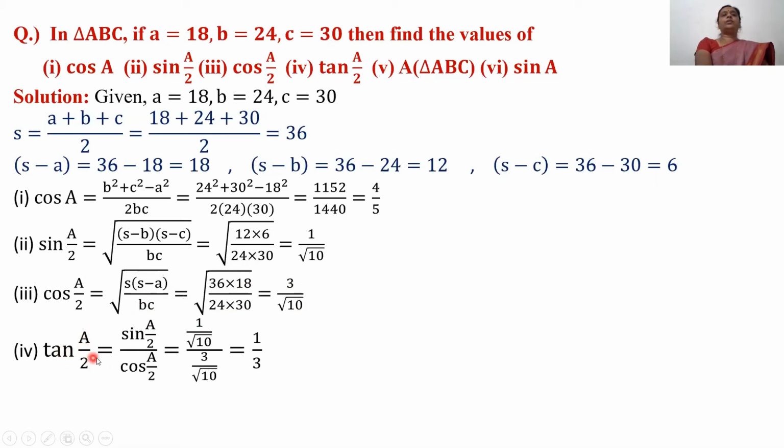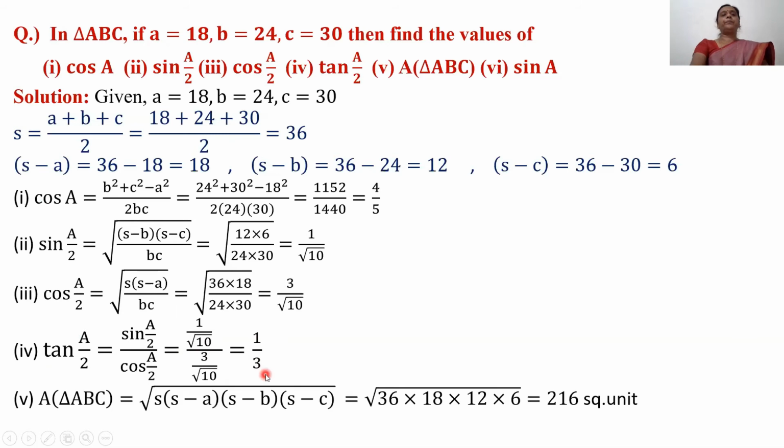For tan A by 2, here there is no need to use the half angle formula. Here we have found sin A by 2 and cos A by 2. We know that tan A by 2 is equal to sin A by 2 divided by cos A by 2. Keep the values of sin A by 2 and cos A by 2 in the next step. Sin A by 2 is 1 upon root 10. Cos A by 2 is 3 divided by root 10. This root 10 and this root 10 get cancelled, and what remains is 1 by 3. Therefore, tan A by 2 is equal to 1 by 3.